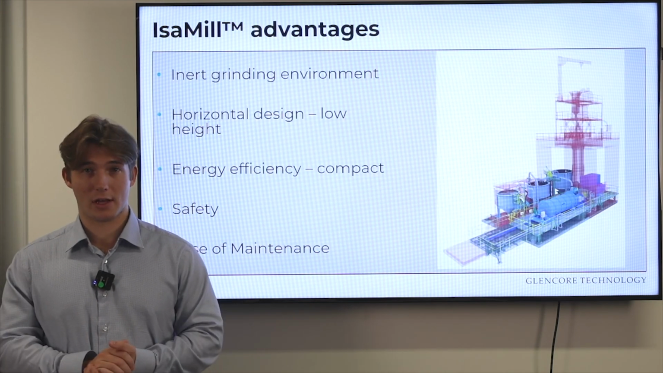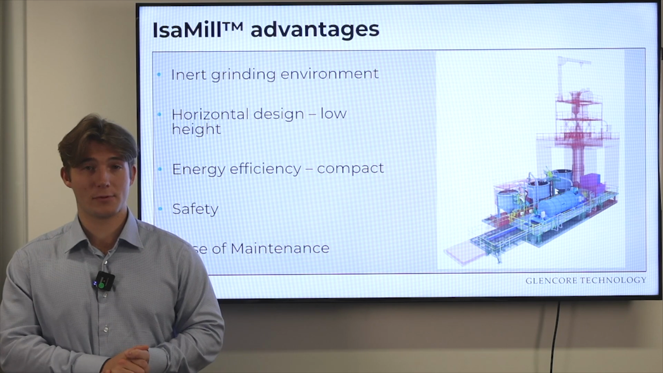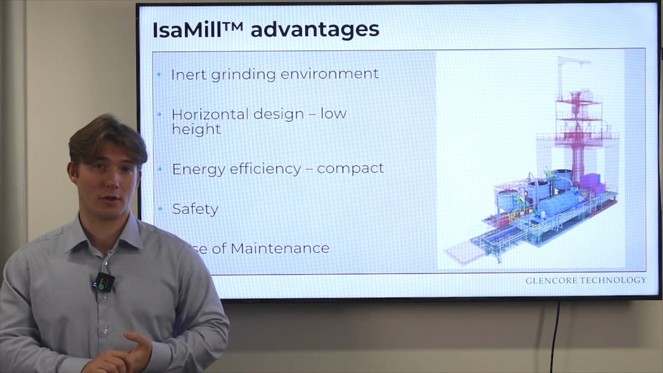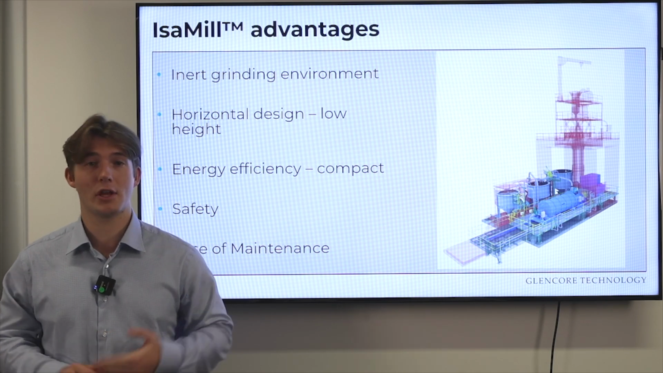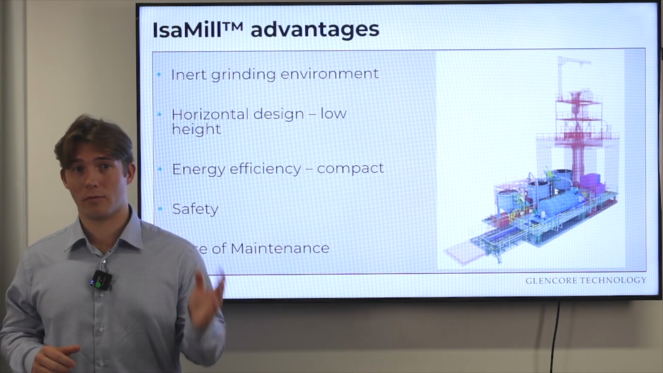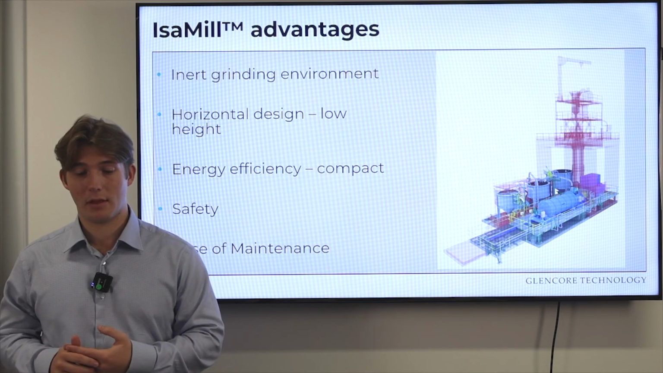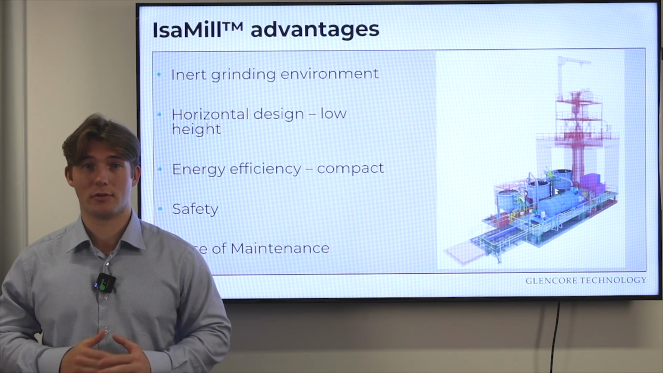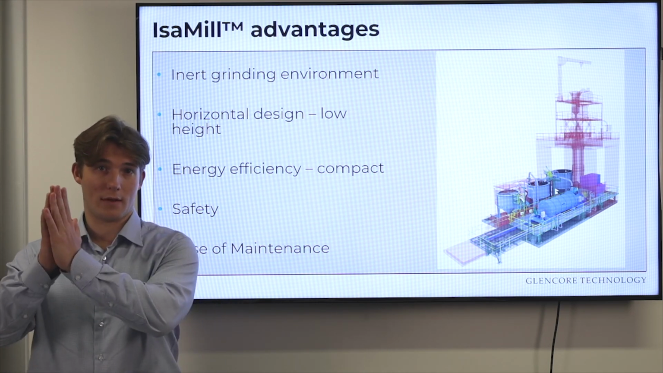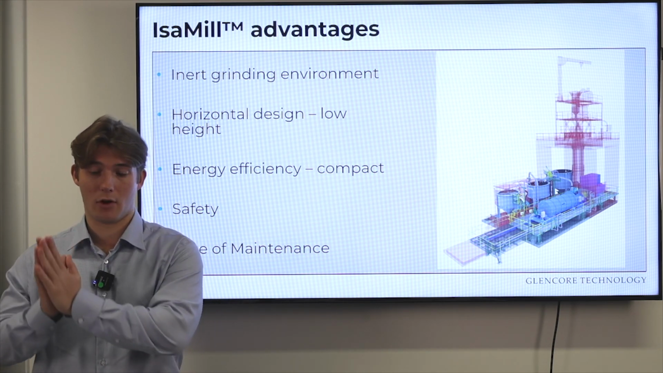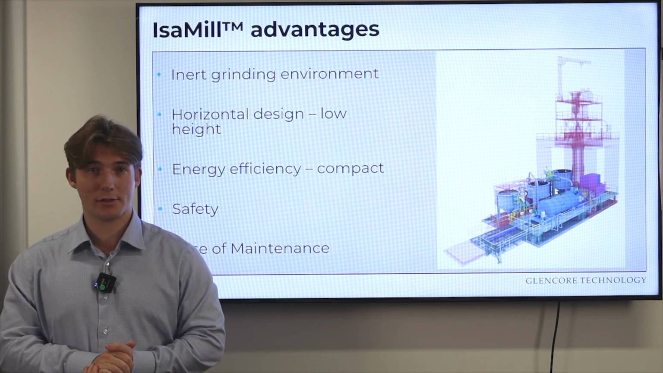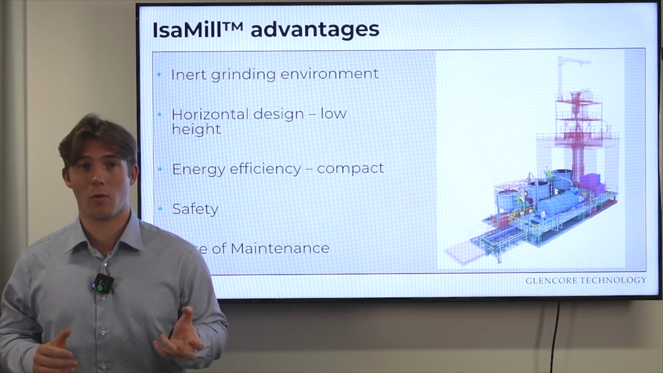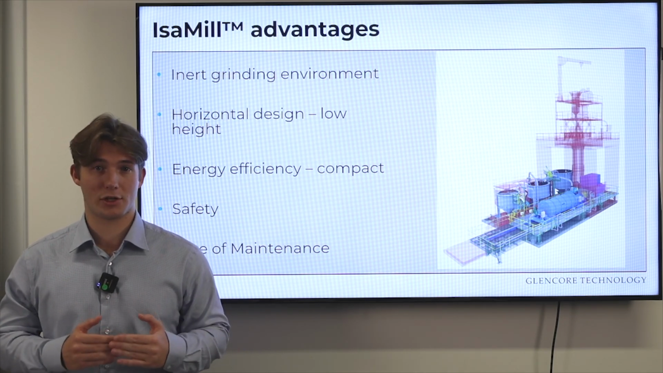So the advantages of the IsaMill. The first advantage of the IsaMill is it provides an inert grinding environment through the replacement of steel internals with rubber-lined components and steel media being replaced with ceramic media. It also features a horizontal design, which is low in height when compared to the superimposed vertical regrinding mill on the model shown on the slides. And this is important as it reduces the steel and concrete required for reinforcing the structure in the air.